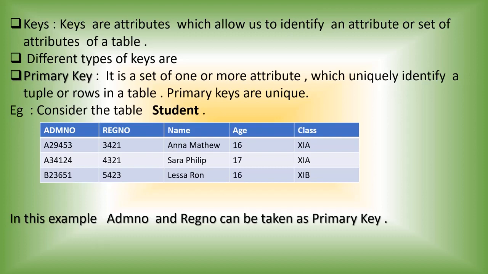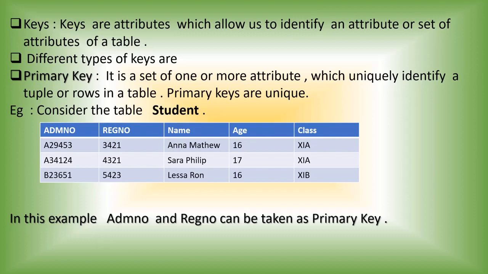I just mentioned a student table over there. You can see admission number, register number, name, age and class. These are the different attributes of that table. Attributes means columns. In these attributes, admission number will be considered as the primary key of this table because every child will get a separate admission number, and using that admission number we can identify each child's information which is stored in that table.